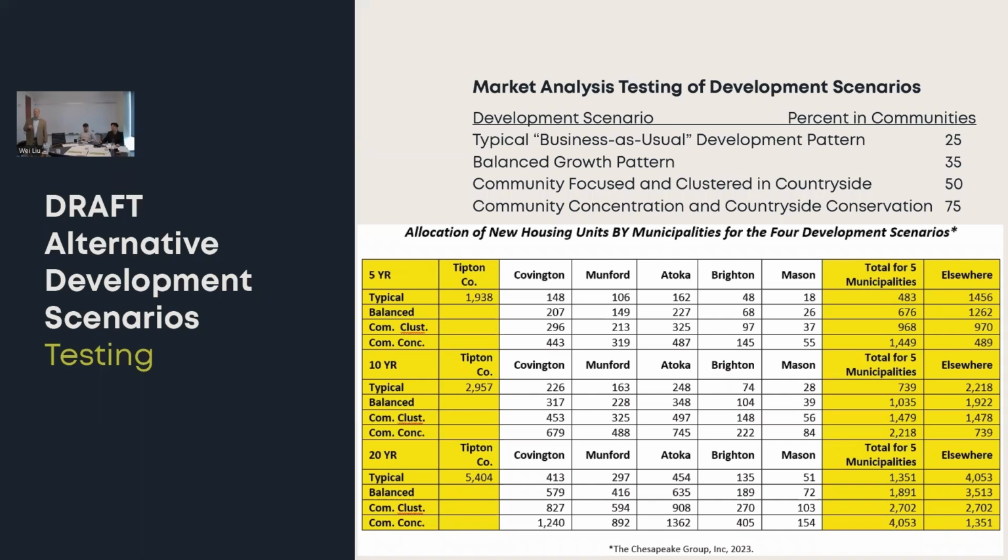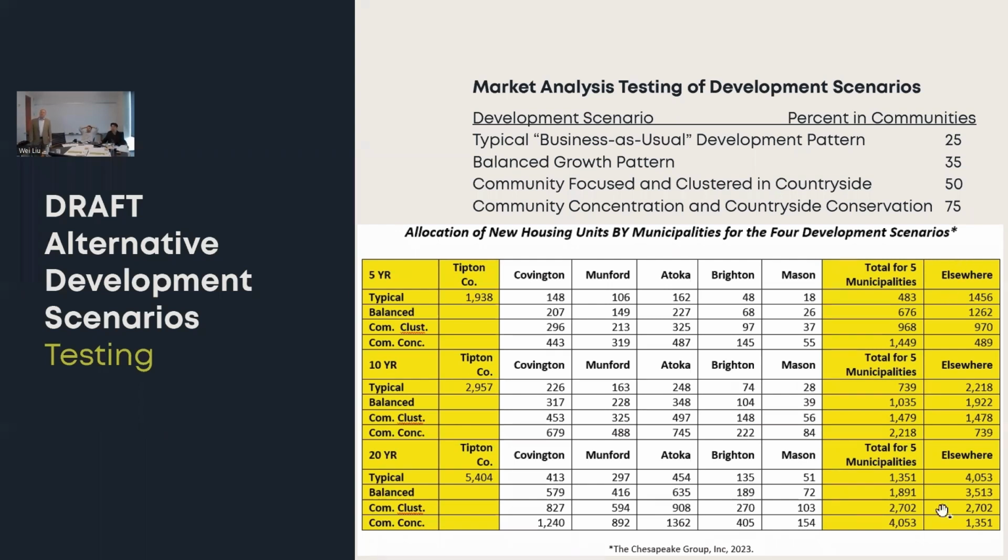So we want to get your feedback on some of that today. One thing to mention there at the top, those numbers are very important. The 25% out in the business as usual, that's what's occurring in your community. And the balanced growth pattern about 35%, adding in what's adjacent to that, closer to 50%. And then the community focus in the cluster in the countryside is 50% within those communities. And in the community concentration, you're reaching 75%. If you throw in what's next to that, you're approaching 80%.